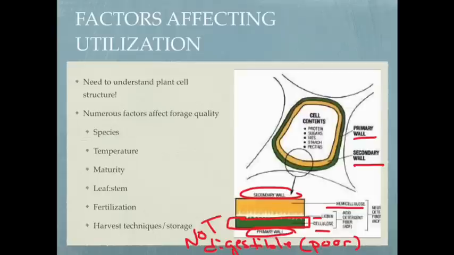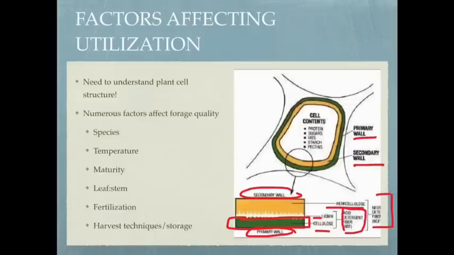We're going to talk a little bit more about these terms: acid detergent fiber and neutral detergent fiber. And it relates to the proportions of the soluble and insoluble cell wall components of a plant. And so that's why we need to understand what the cell contents are, what's in the primary cell wall, cellulose and lignin, and what's in the secondary cell wall, a lot of hemicellulose. Those affect digestibility of these forages.